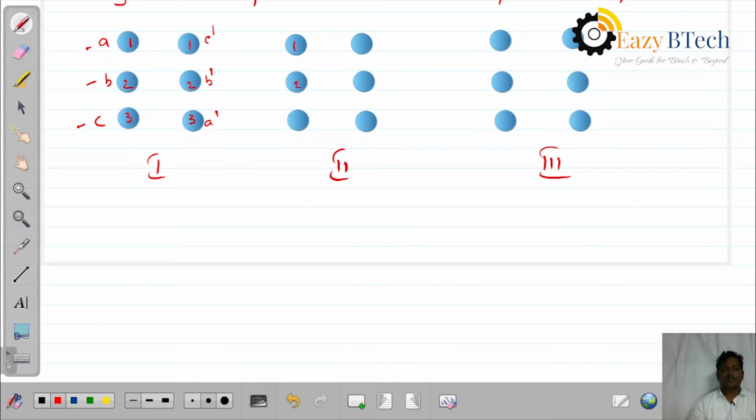For the second interval, A is at position 2, with B and C, and A dash is at position 2, with B dash and C dash. For the third interval, A is at position 3, B at position 1, C at position 2, and likewise A dash, B dash, C dash. This is the way the conductors change position for interval 1, interval 2, and interval 3.